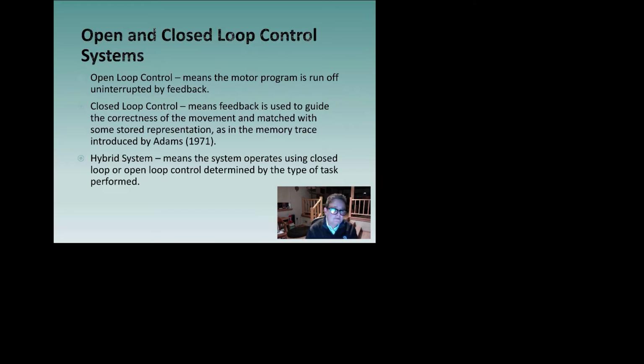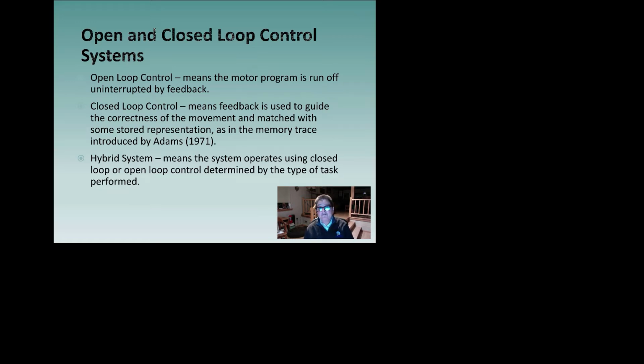So in these systems, you have both open loop control and closed loop control, as well as the possibility of having hybrid control. So we've talked about this before. In an open loop system, what that means is that the motor program is run off and it's uninterrupted by feedback. Whereas in a closed loop system, or when a system is under closed loop control, what that means is that feedback is used to guide the correctness of the movement.